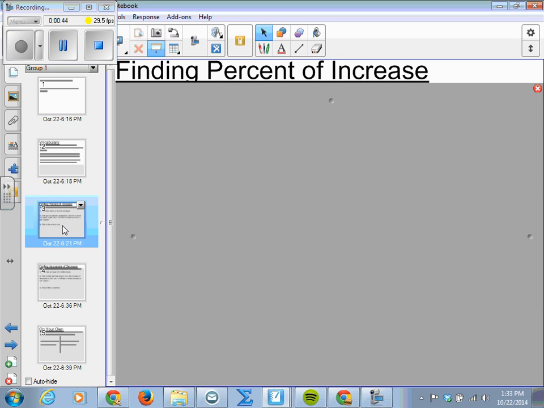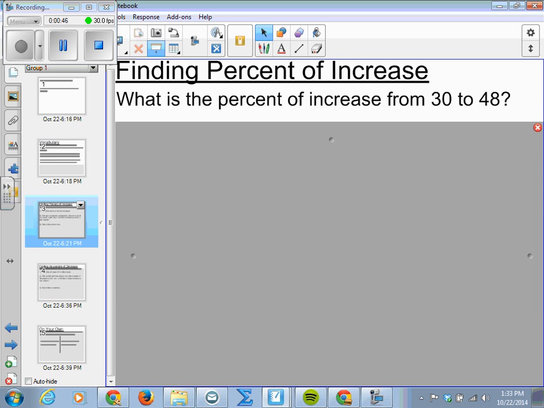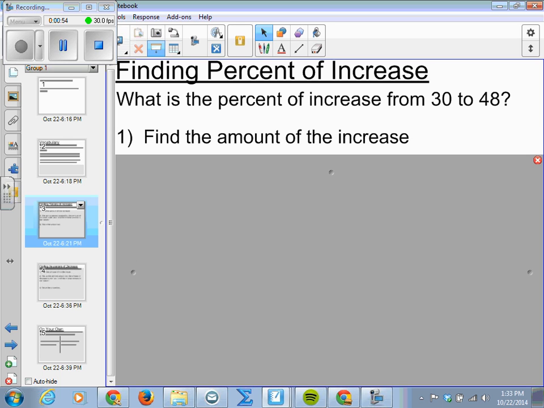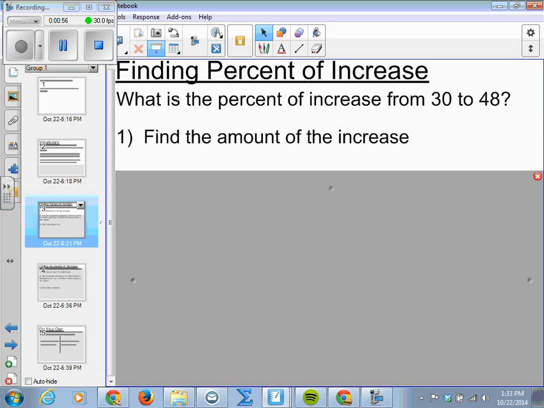So how do we do this? Percent of increase. We start with our question. What is the percent of increase from 30 to 48? So we start off by finding the actual amount of the increase. So 48 minus 30 gives us 18. So 18 is the amount of the increase.